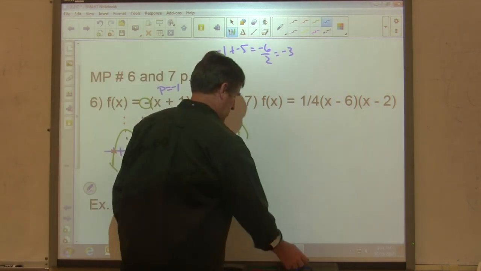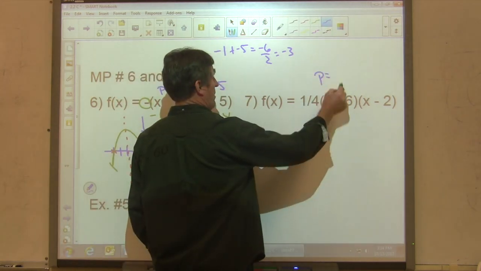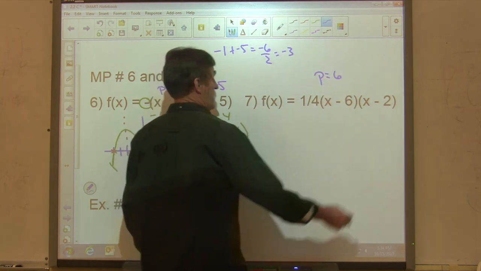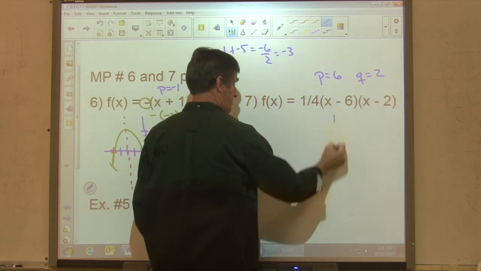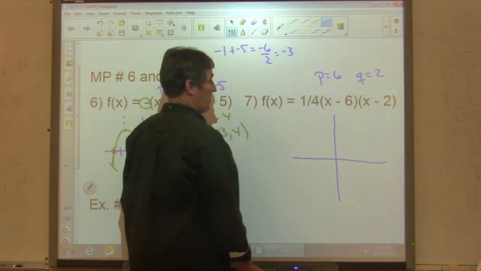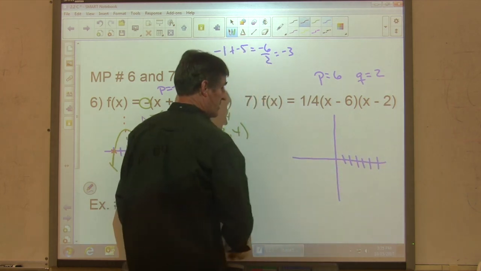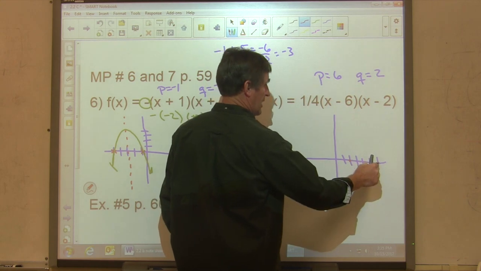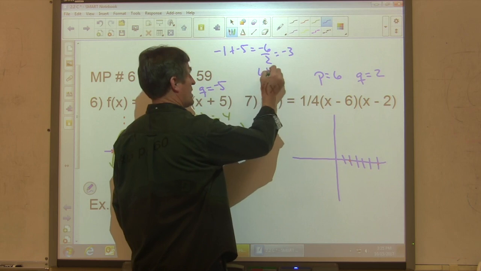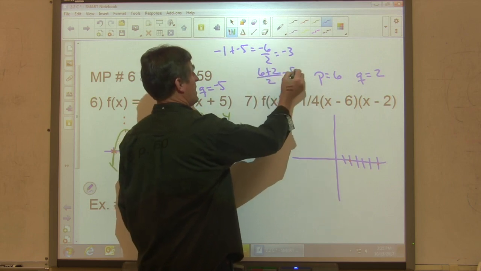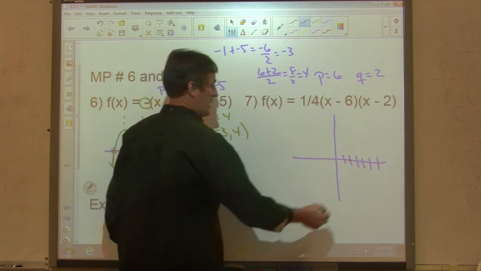So now let's try the next one. So again, we find our p-value. Remember, it's opposite what it says, so that should have been 6. Our q-value is opposite this, so it's 2. So we now know it crosses at 2 and 6. Our vertex has to be halfway between, so 6 plus 2 divided by 2, that's 8 divided by 2, so that means it's 4. So our axis of symmetry is at 4.